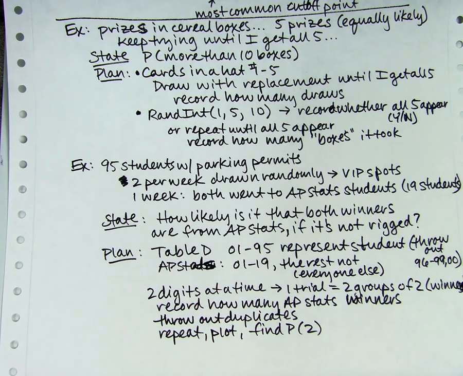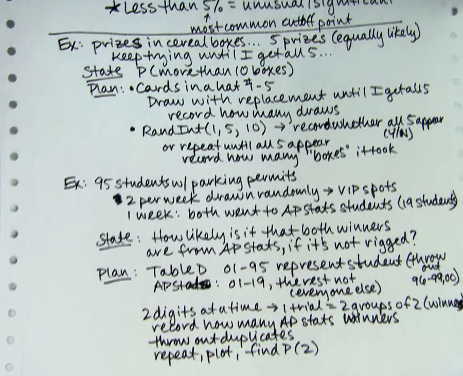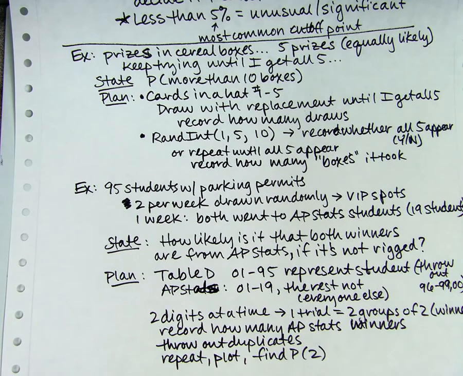Okay, so that's some examples of planning a simulation. And like I said, it is probably the hardest part. Doing the plan is not so bad if the plan is well written. So you'll be doing some planning in your homework, and there's your examples. That's it for 5.1b.